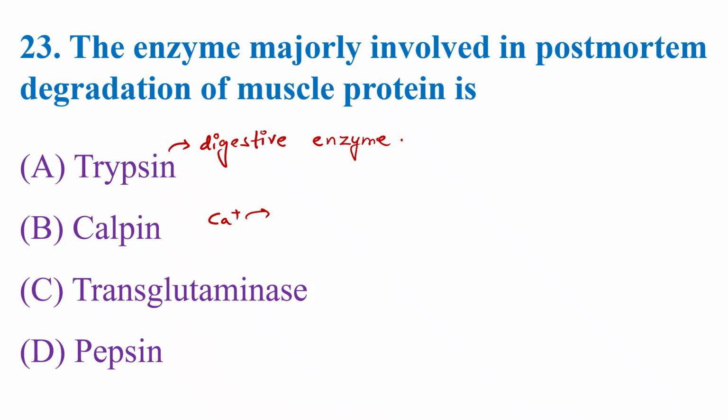So the correct option will be option B, that is calpain. Calpain is the enzyme which is majorly involved in the postmortem degradation of muscle protein.